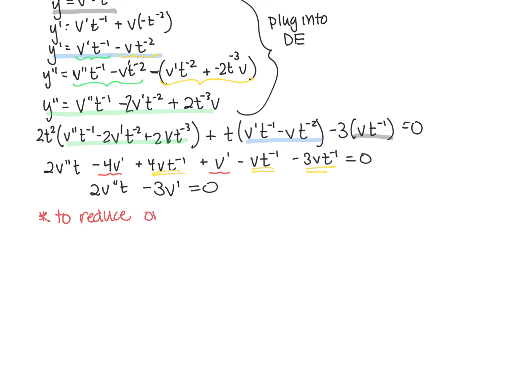To reduce the order, this is what we do now. We went through and assumed my solution was going to fit the pattern of some function v times the solution we were given. Then I plug those into the differential equation and simplify. Well, it creates a problem that has too high of an order for us to deal with, so we need to reduce the order. We are going to make a substitution.